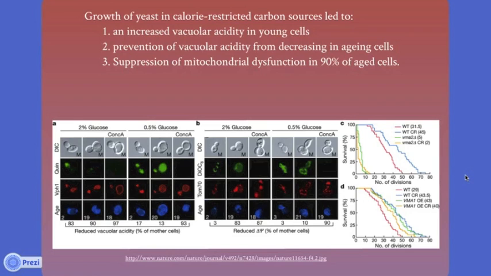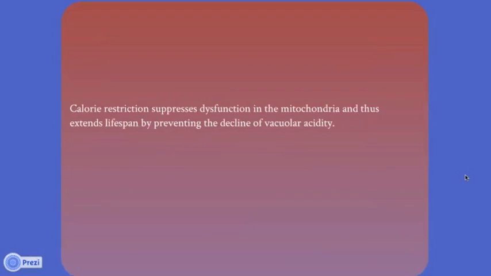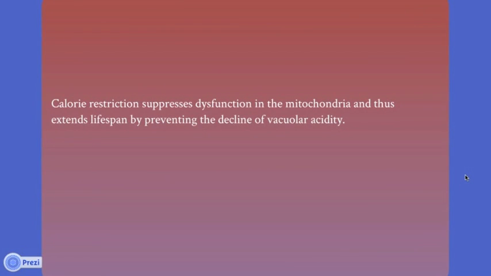As can be seen from graphs C and D, calorie restriction in wild-type yeast cells increased lifespan when no overexpression occurred. Conversely, calorie restriction did not seem to extend the lifespan of a cell overexpressing VMA1. And so from these findings, the researchers concluded that calorie restriction can ultimately lead to lifespan extension by preventing the decline of vacuolar acidity.